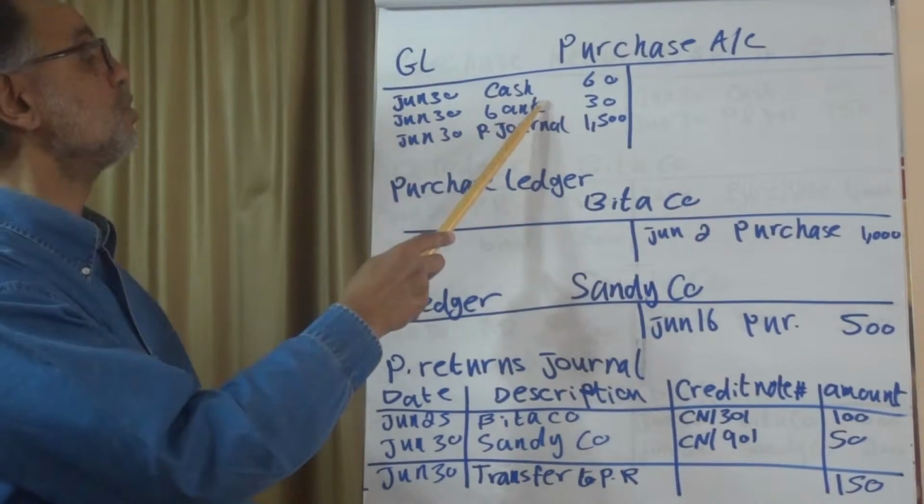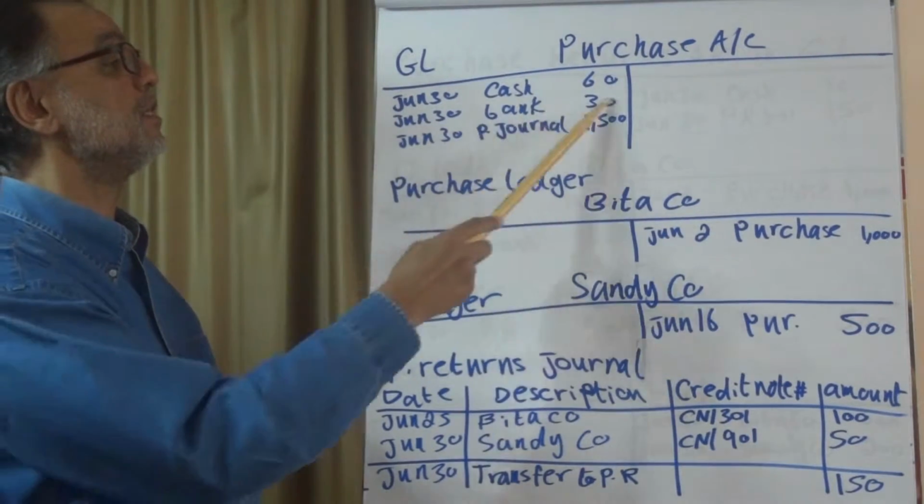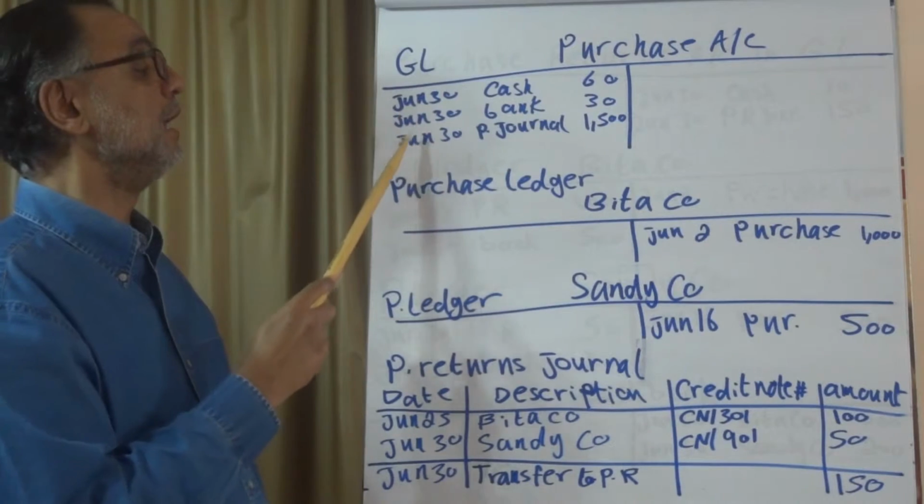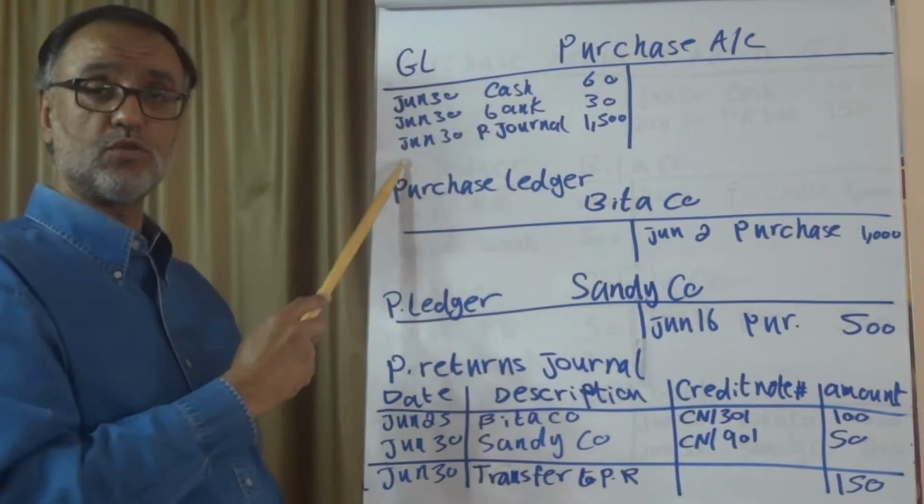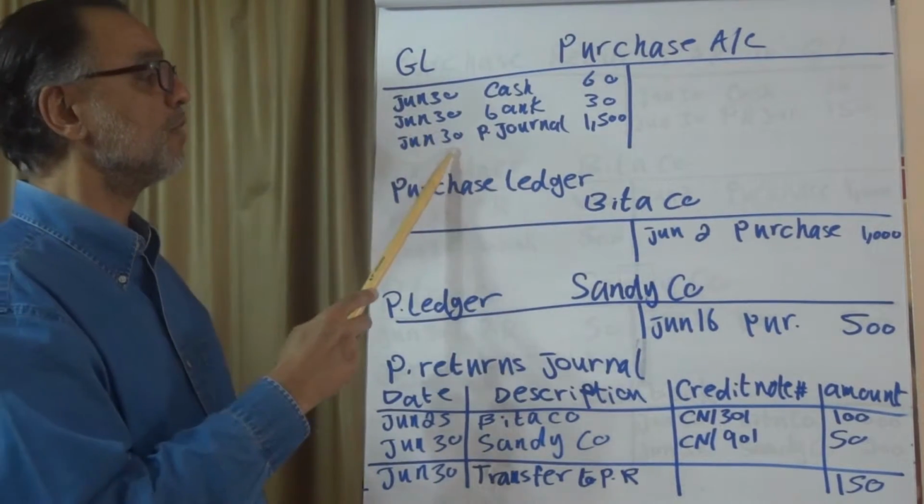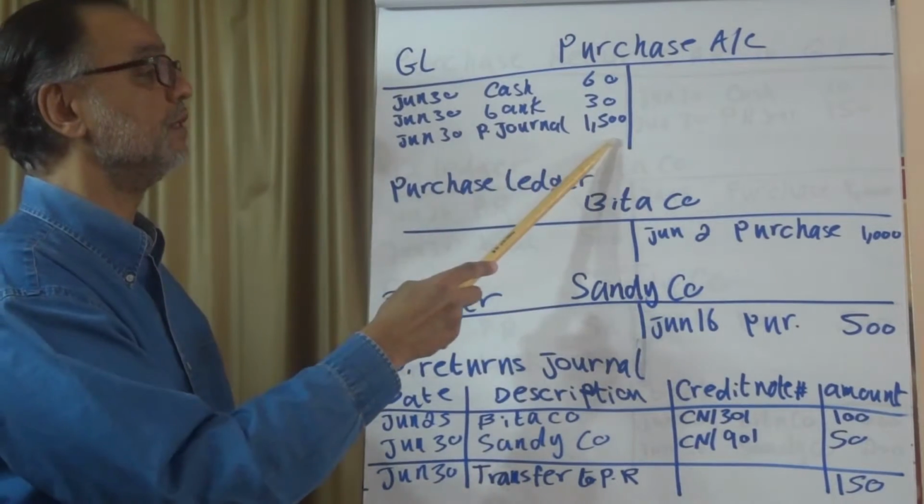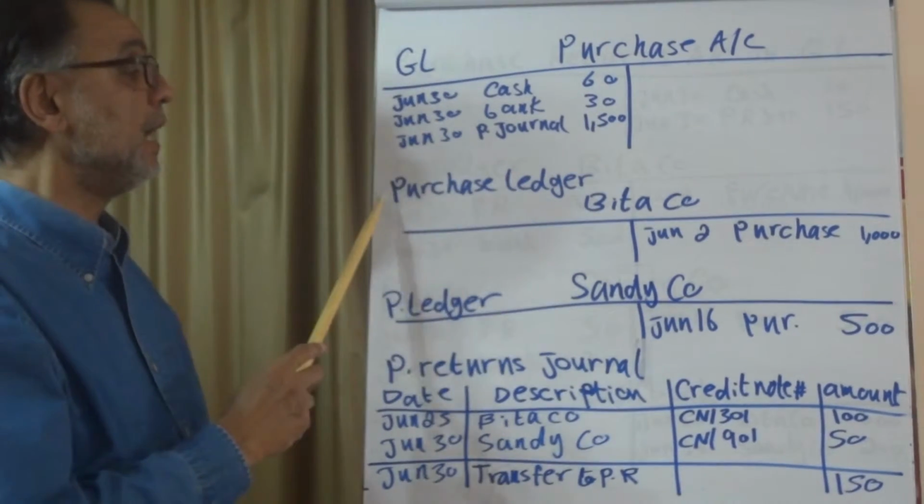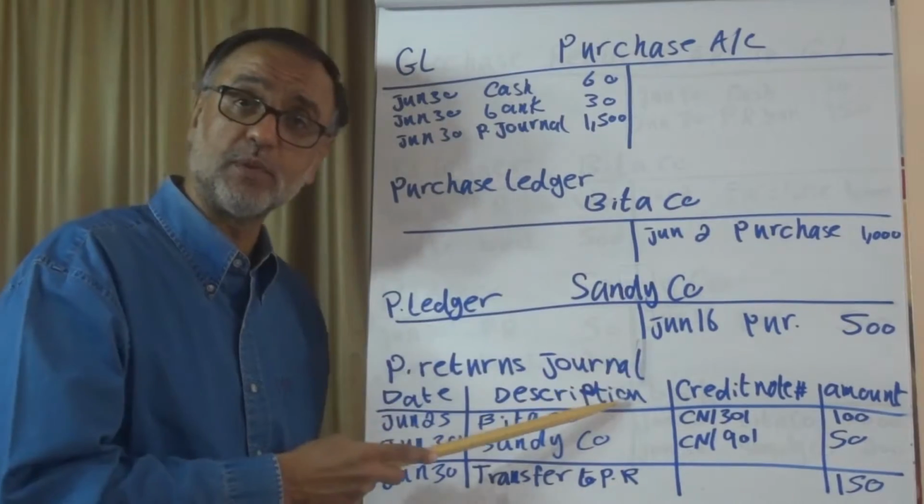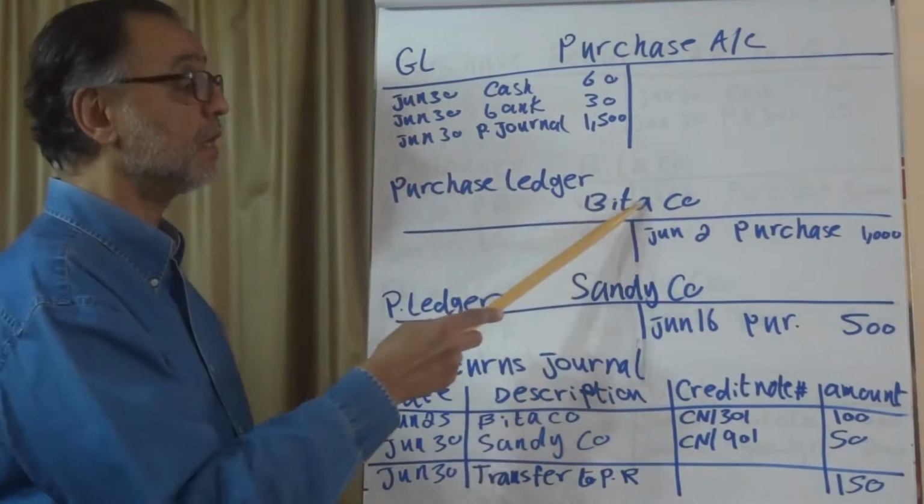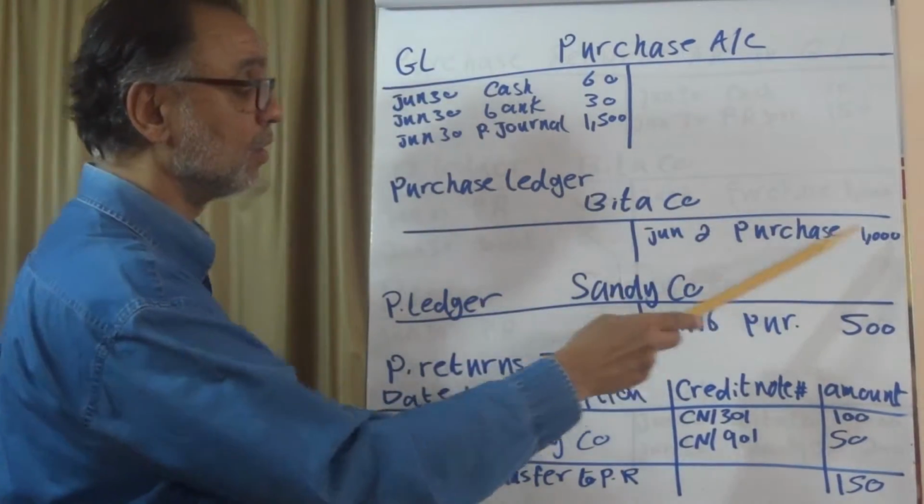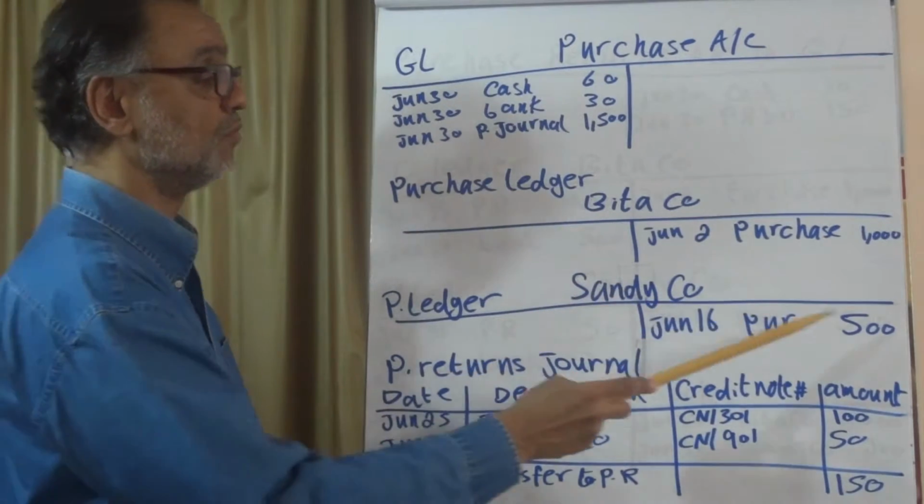In the purchase account in the general ledger, we have previous entries. These are the two cash, and all entries posted on June 30, end of the month. June 30, purchase journal $1,500. In the purchase ledger, we have the two suppliers who are trade payables. Beta Company is credit of $1,000 and Sandy Company is credit of $500.